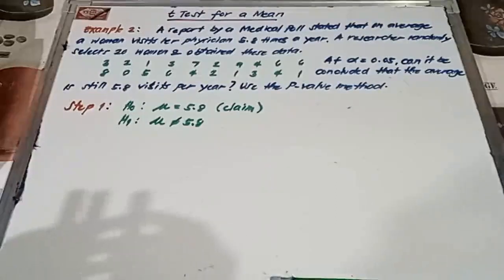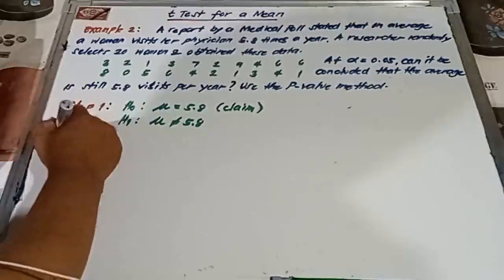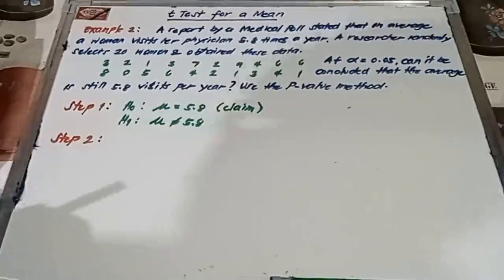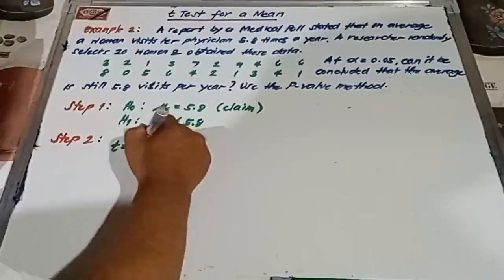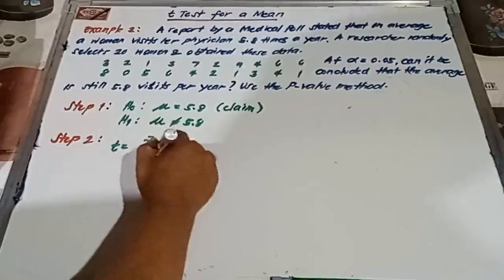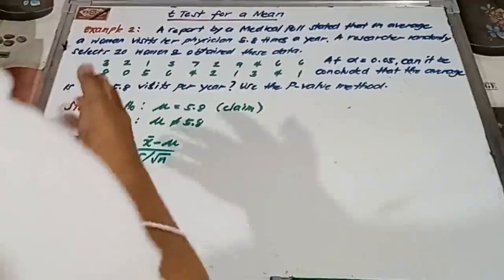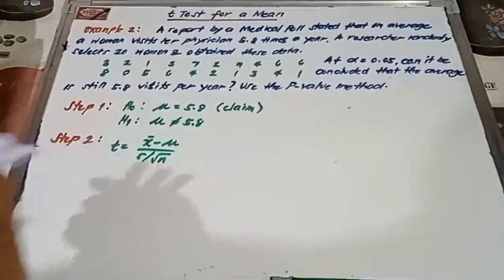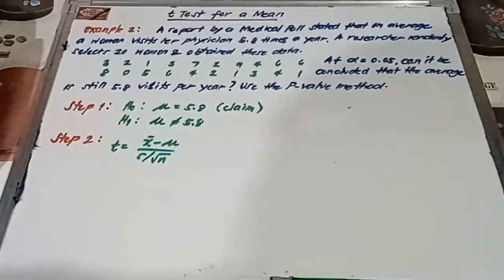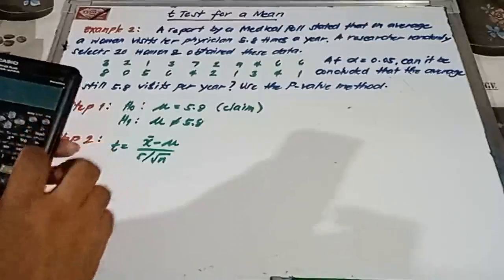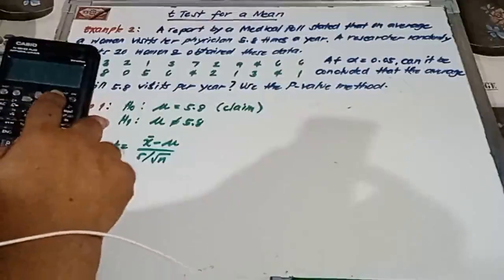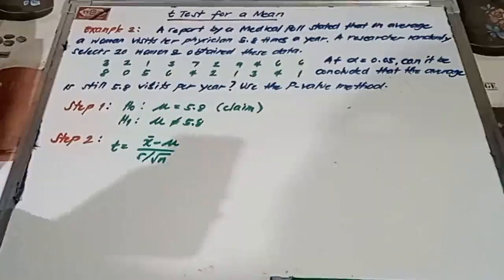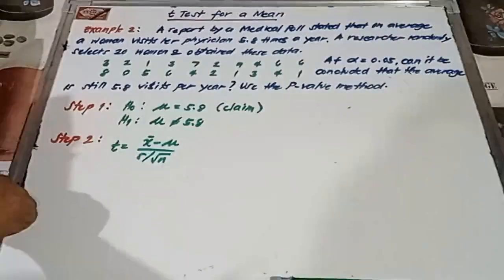Now, our second step is to determine the test value or t-value. For the t-value, we have t equals x bar minus mu over s over square root of n. Ang n natin dito is 20. Okay? We do not know the sample mean, we do not know the sample standard deviation. So, gamit yung ating scientific calculator, ilagay natin sa stat mode, mode 3. Okay? Ulitin ko yun, ha? Mode 3.